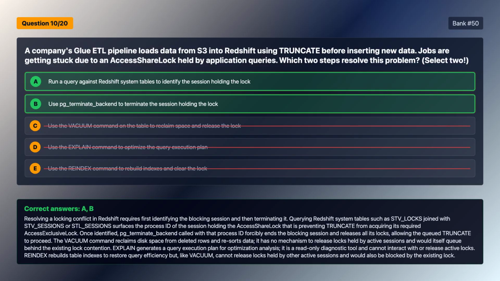The vacuum command reclaims disk space from deleted rows and resorts data. It has no mechanism to release locks held by active sessions and would itself queue behind the existing lock contention. Explain generates a query execution plan for optimization analysis. It is a read-only diagnostic tool and cannot interact with or release active locks. REINDEX rebuilds table indexes to restore query efficiency, but like vacuum, cannot release locks held by other active sessions and would also be blocked by the existing lock.